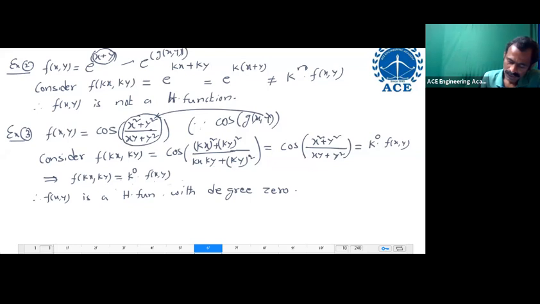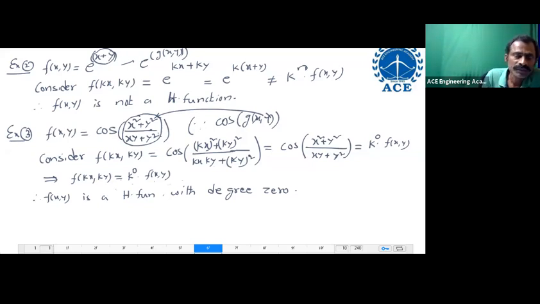Degree 1. Yes. No, sir. Degree 1. Okay, I'll tell you. In the function f of x comma y equal to e power x plus y, the inner function g of x comma y is x plus y. That is, x plus y is a homogeneous function with the degree 1. For example 2, the inner function is a homogeneous function with the degree 1. In example number 3, the inner function is a homogeneous function with the degree 0. Just observe these two only.